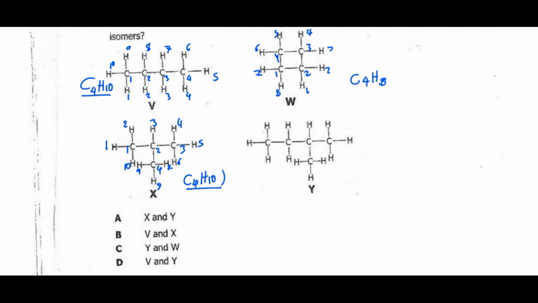So you can see that the molecular formula for X is the same as the molecular formula for V. That is according to the definition of isomers. So we are looking at molecules with the same molecular formula. So the isomers here are V and X, which is B here.